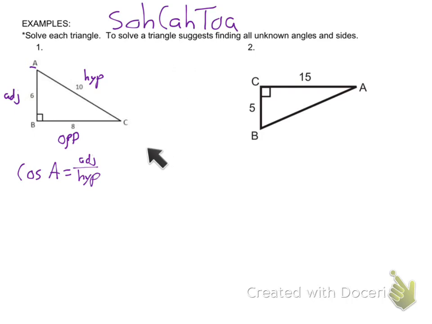Now, I can start to fill in everything. We don't know what angle A is, so it's still going to stay cosine of A. What's adjacent? 6. What's hypotenuse? Oh, hypotenuse is 10. Hold up. 10. Okay? And here's the cool thing. Now I can start to solve for A. Now I can reduce that. I think you guys will be okay with that. So the cosine of A is equal to 3 over 5.